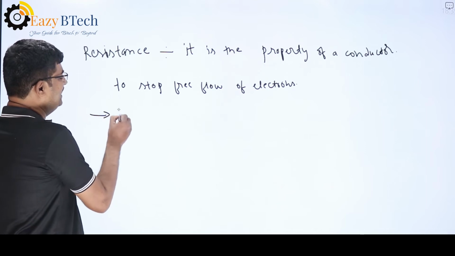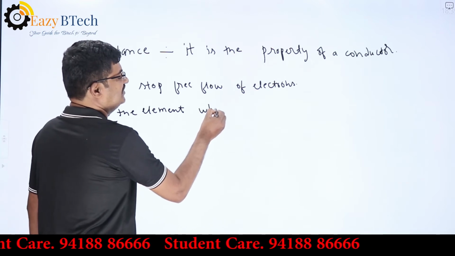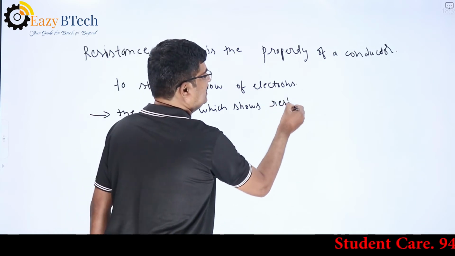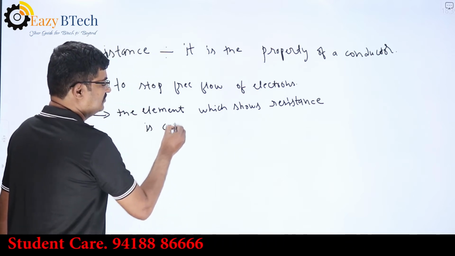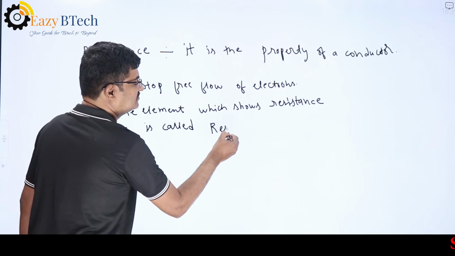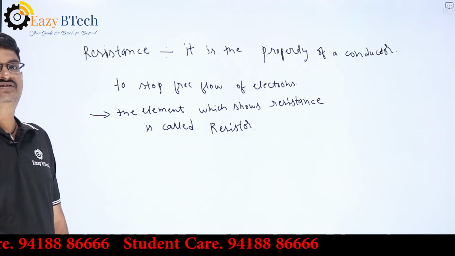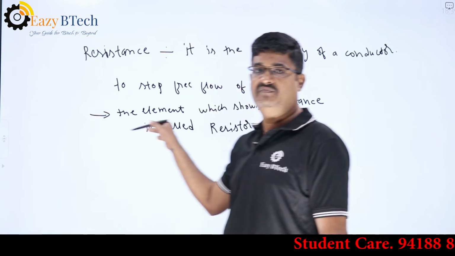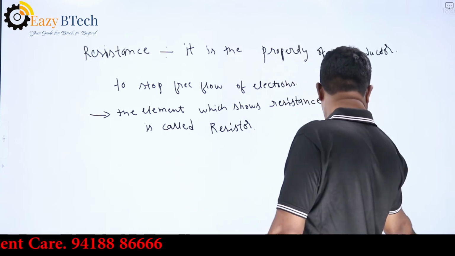The element which shows resistance is called a resistor. So here, resistance is the property of a conductor to stop the free flow of electrons, and the element which shows the resistance is called a resistor. Now after this we will be discussing the laws of resistance.